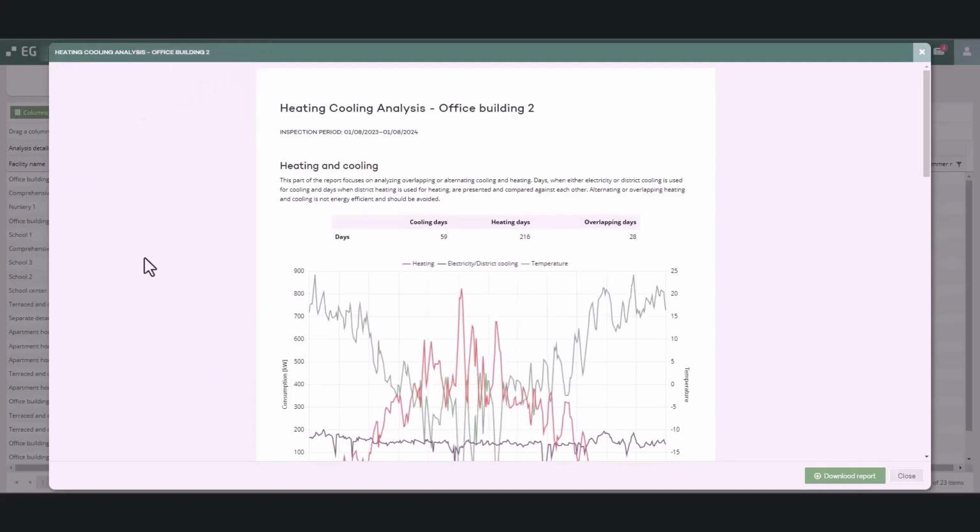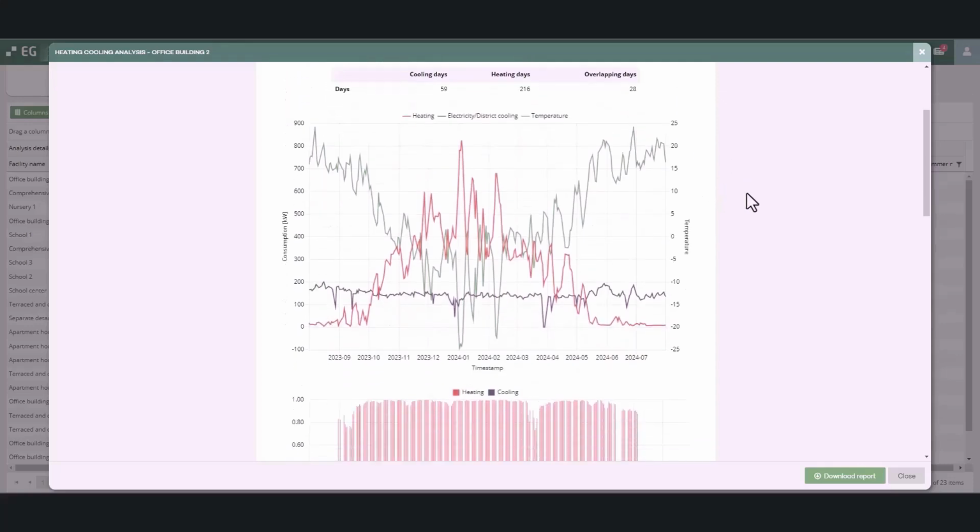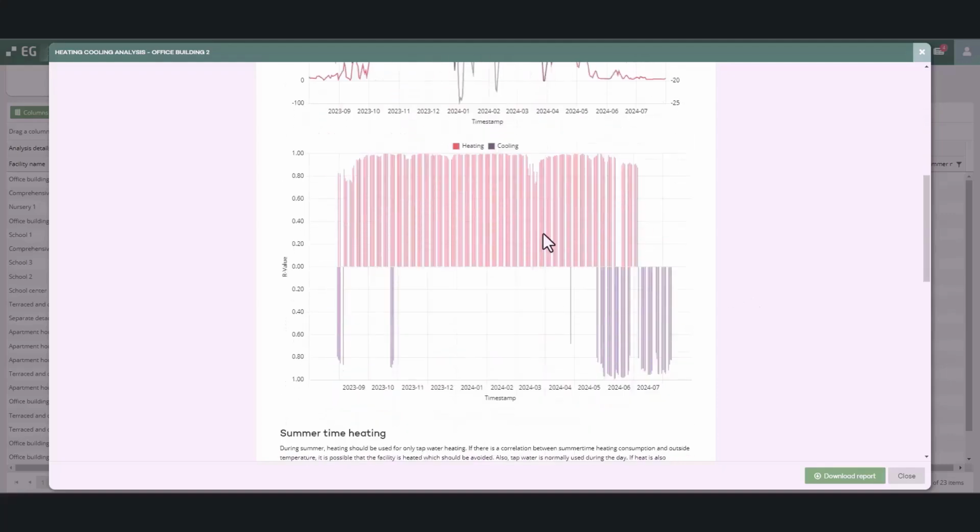The first section of the report analyzes overlapping or alternating heating and cooling, the amount of which is provided in the first table. The chart below the table shows the hourly heating and cooling power and outdoor temperature over the past 12 months. If there is no separate measurement for cooling energy in the facility, the hourly power consumption of electricity is shown instead. The next chart shows the identified heating and cooling in the facility on a daily level.